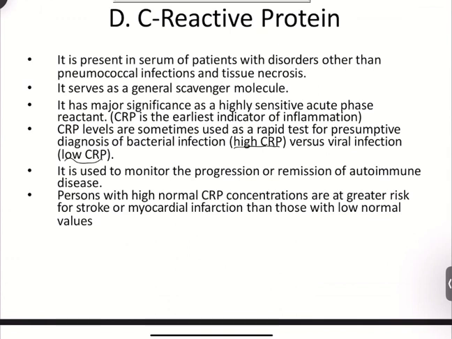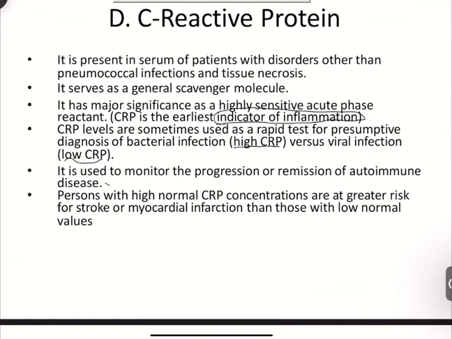It is used to monitor progression or reinfection of your autoimmune diseases. Because this can be used, nga, sabi natin, to monitor or indicate inflammation. That's why for monitoring the progression of your autoimmune disease, using your CRP can be helpful.